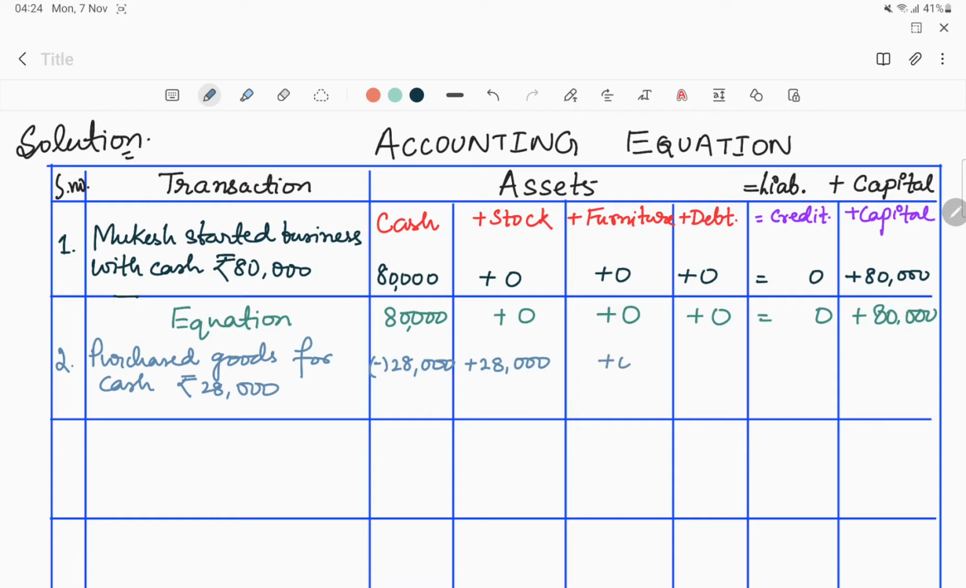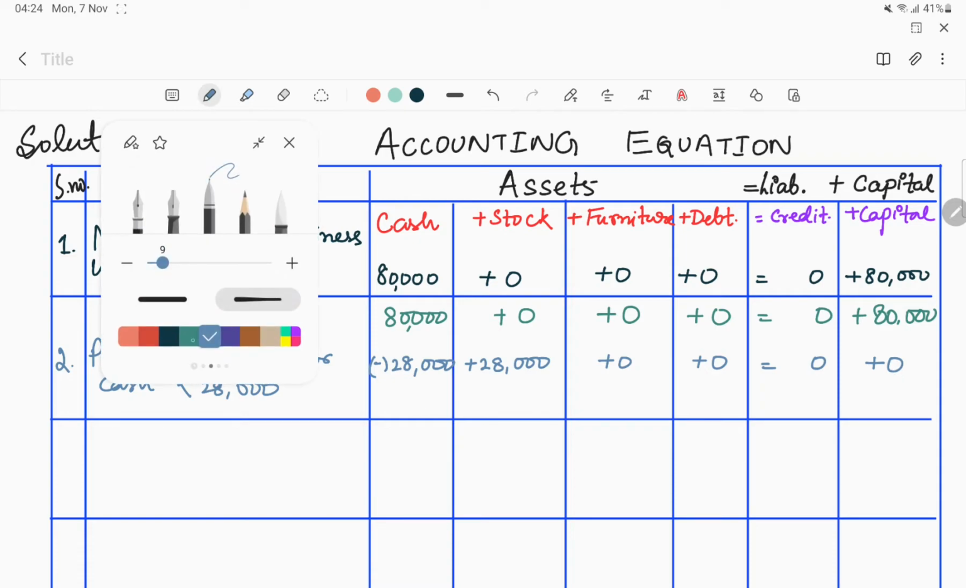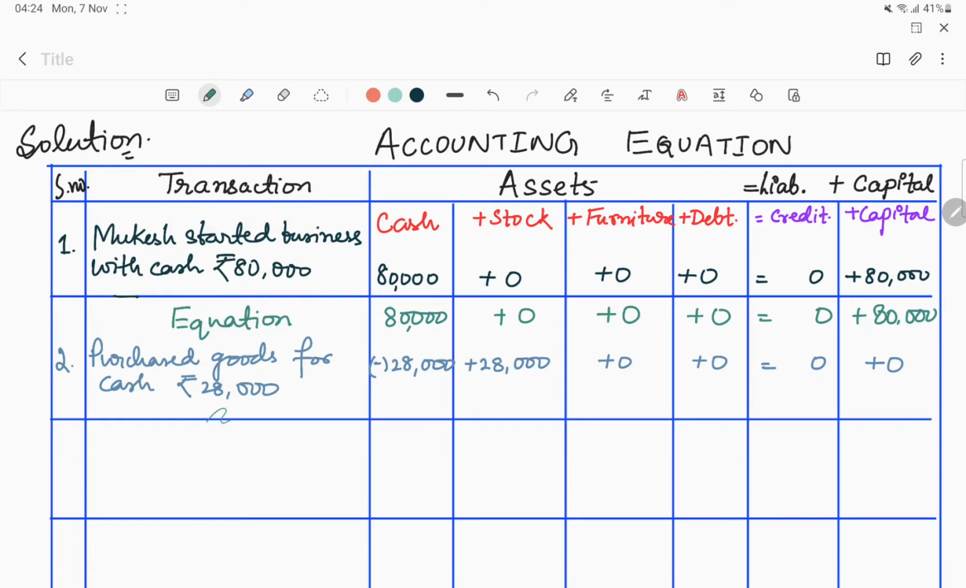Okay, no furniture here, no debtor here. No creditor here, no capital created here. Okay, so before going into the next transaction we will write the equation here. So let's write the equation, and this will be the new equation.